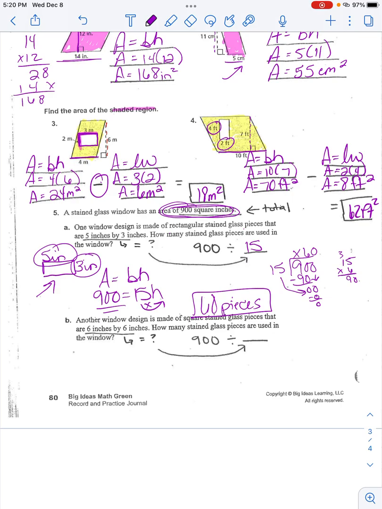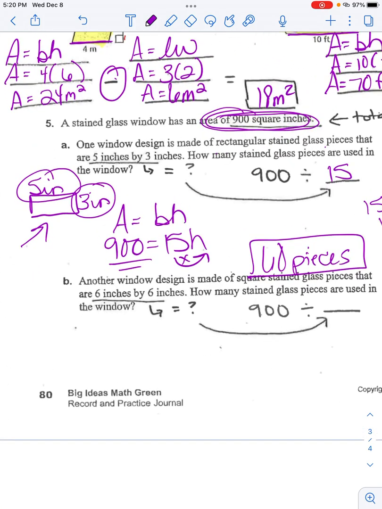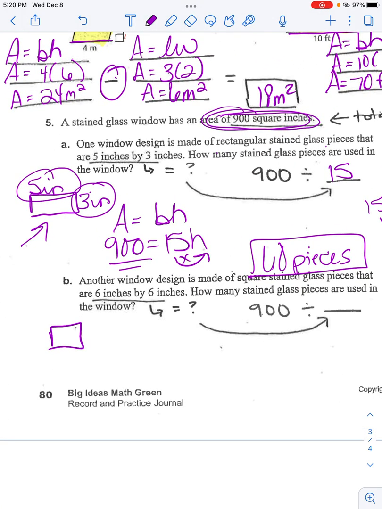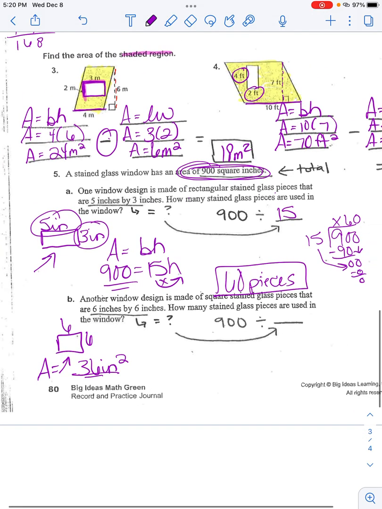Here's another problem, very similar. Another window design, a different one, is a square stained glass piece that is 6 inches by 6 inches. So it's a square, a 6 by 6. What's the area of that square? 6 times 6 is 36 inches squared. How many stained glass pieces are used in the window? And again, the window is 900 square inches.